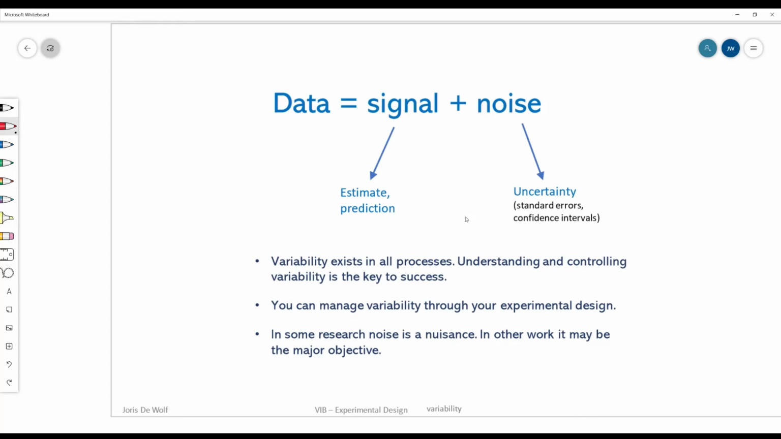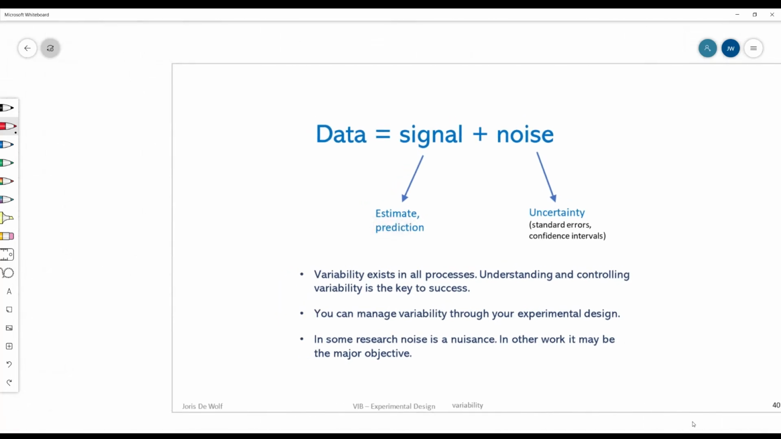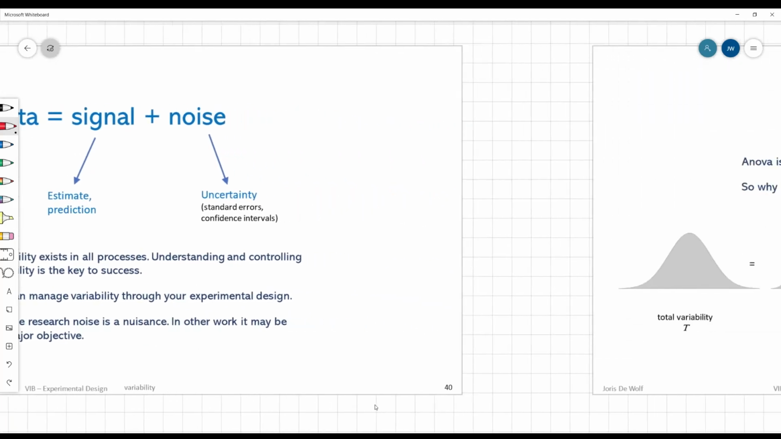We're talking here about biology, life sciences, so noise will be unavoidable. So there will be uncertainty about the estimates and the predictions that you make. Obviously, you would like to get that uncertainty as small as possible, and therefore we will have to pay attention to that noise and try to control it and to manage it. And that's basically what you do in an experimental design.